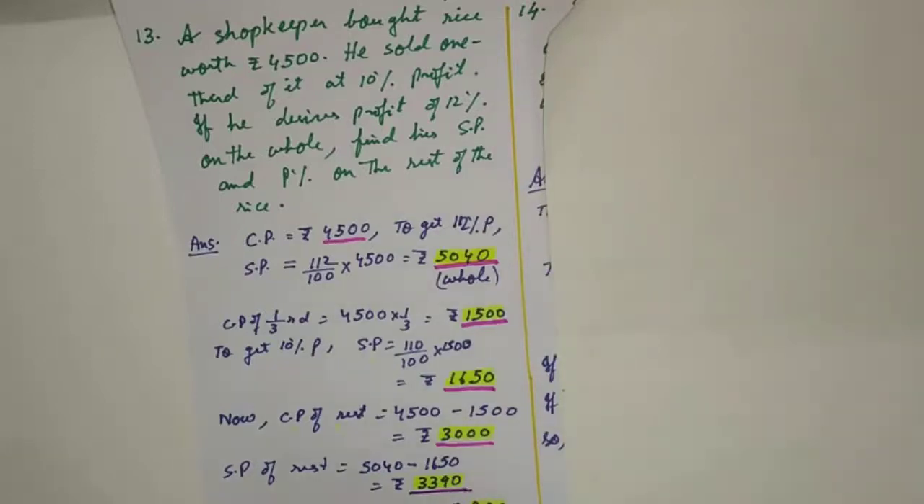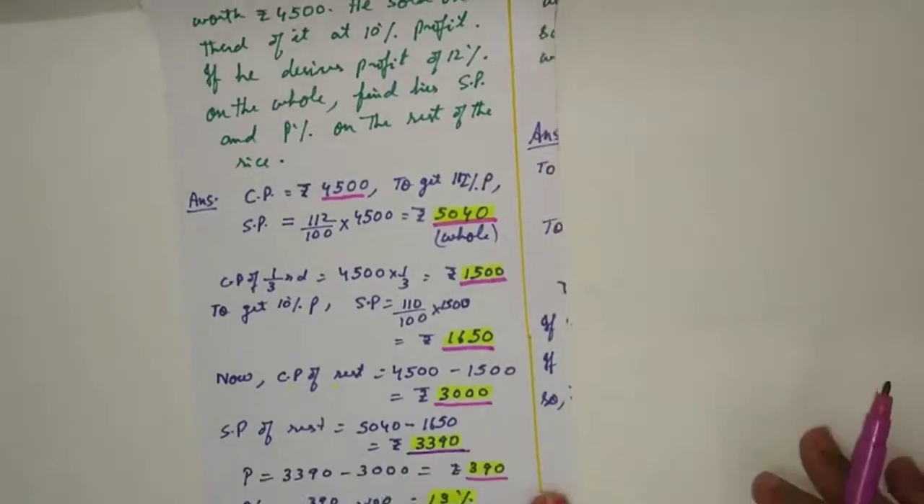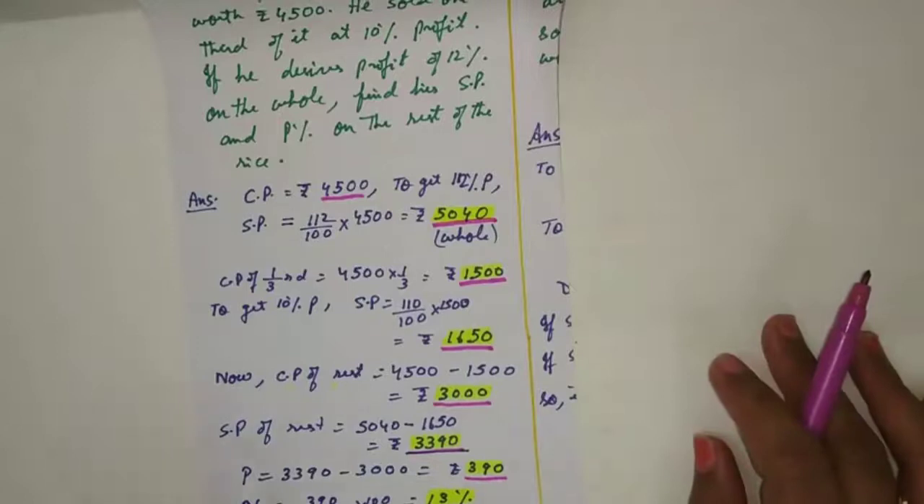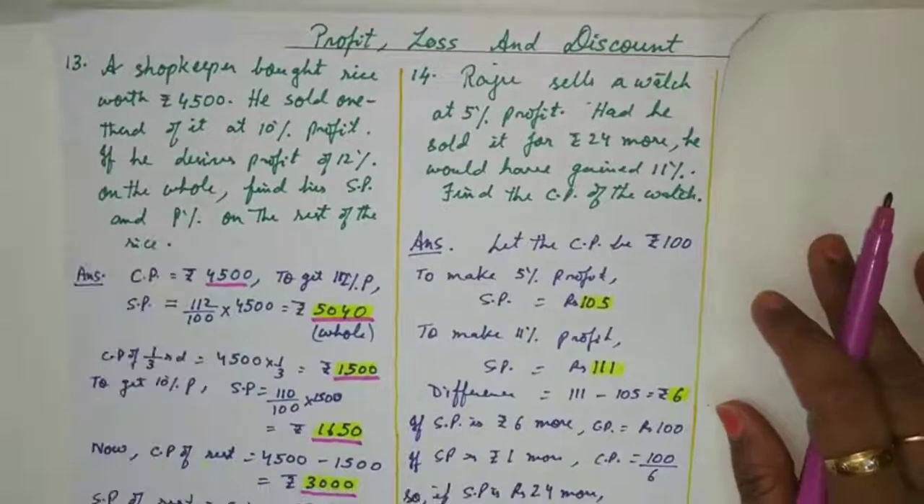So the profit is SP minus CP, that is 3,390 minus 3,000, which is 390. And the profit percent is given by profit by CP into 100. Calculate, and it comes to 13%. Very good question. The next type.